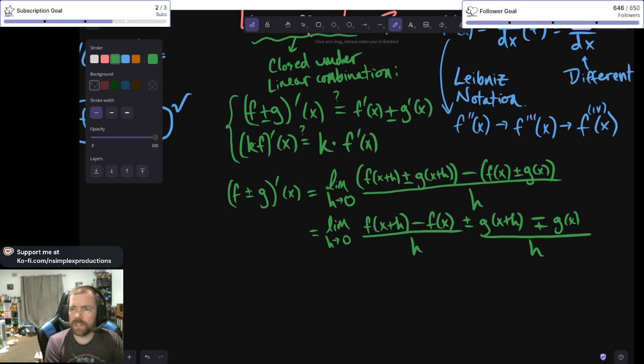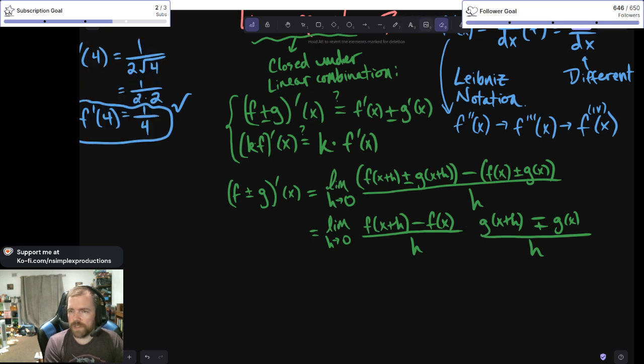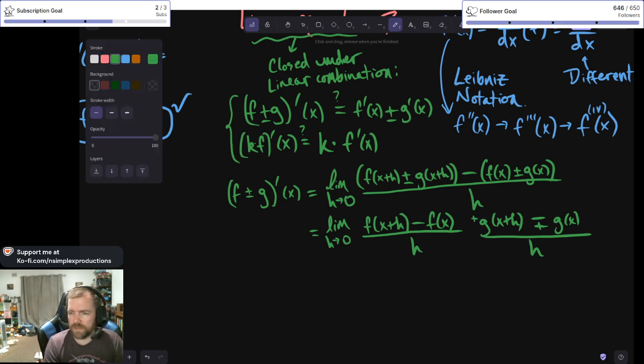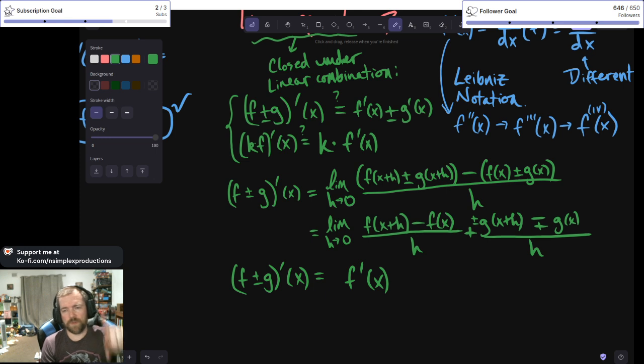Okay, really, I should isolate that plus minus to make sure it doesn't get too terribly confusing. Plus in between here. Okay, this is equal to, well, the first one, limit as h approaches 0 of f of x plus h minus f of x over h. That is the derivative of f. All right, f plus or minus g, parentheses, all primed of x is equal to f prime at x.